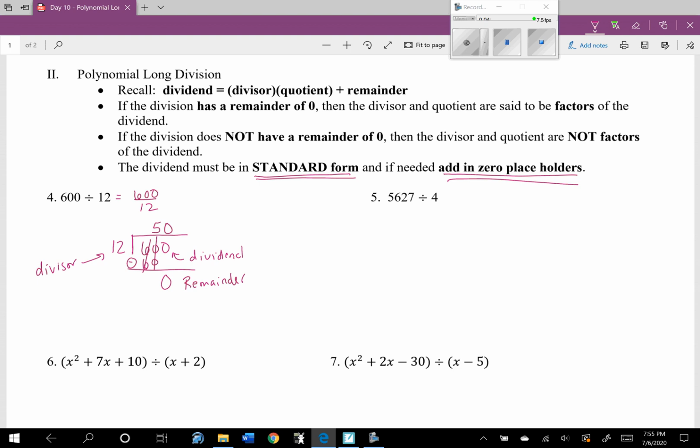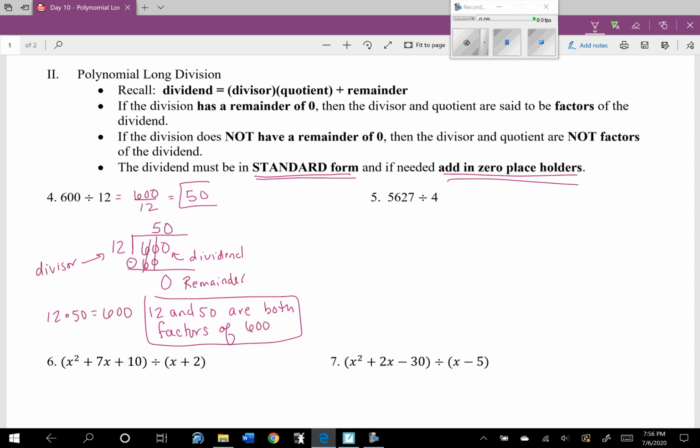So that means that 12 times 50 equals, of course, 600. So 12 and 50 are both factors of 600. Of course, then the answer to this entire equation is just 50, and that's again called the quotient.